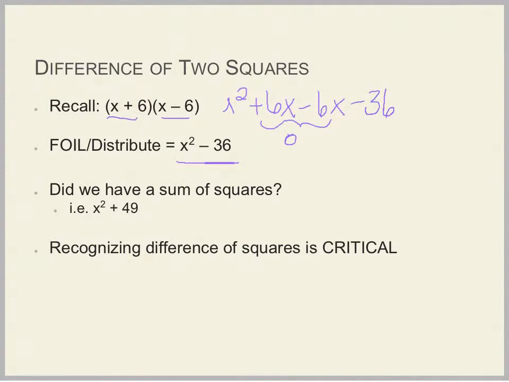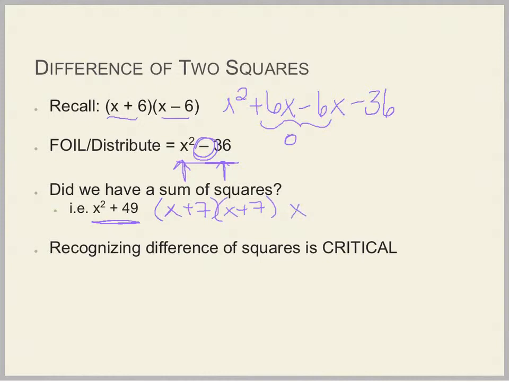This is what we are going to call a difference of squares. Note that x squared is a square, 36 is a square, and difference means subtraction. Now, did we ever multiply to get x squared plus 49? Well, let's take a peek. We could look at x plus 7 times x plus 7.